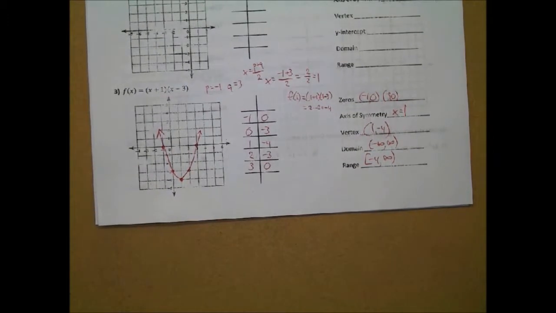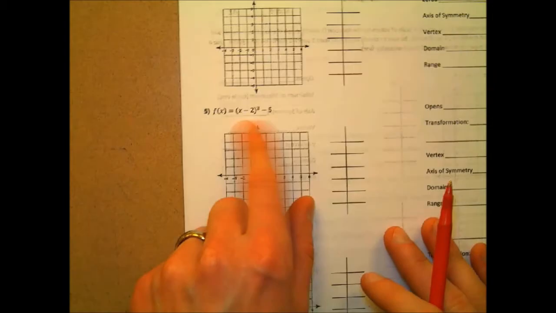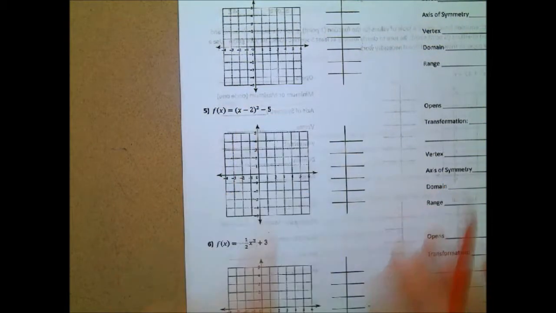What's vertex form? There is no formula because the vertex form gives you it right here. The vertex is 2, -5. That's it.